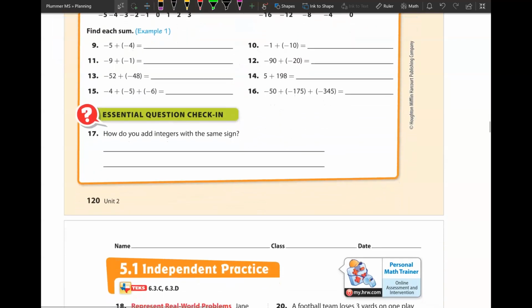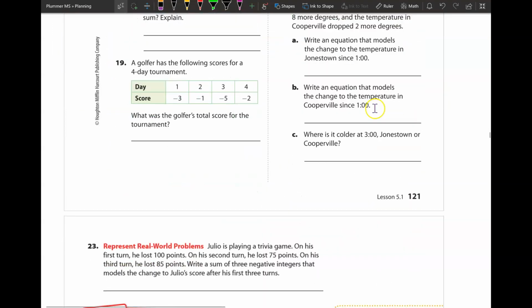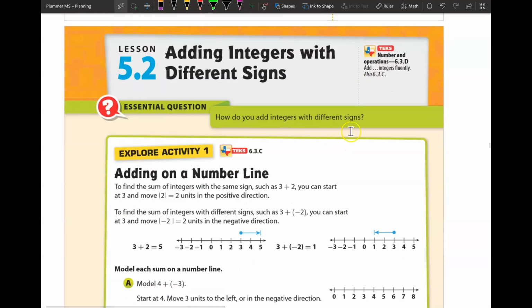Okay, so that's adding integers with the same sign. Now let's add integers with different signs. This is where it's going to get a little bit more complicated. So how do you add integers with different signs?